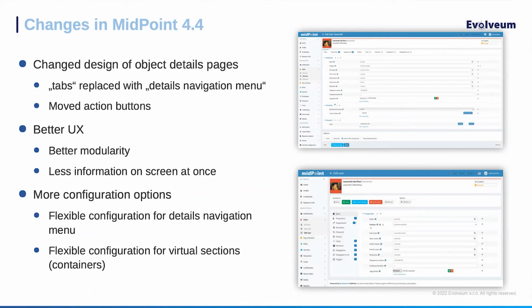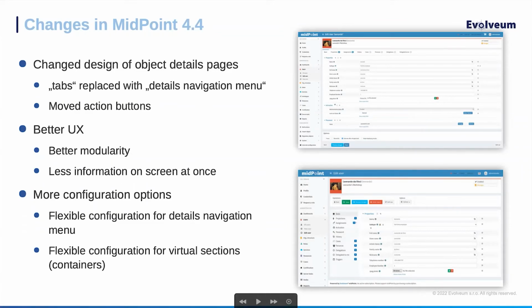Then there were different tabs for showing assignments, projections, delegations, and so on. While extending and adding more functionality to the graphical user interface, we quickly ran into this situation with tabs in tabs in tabs. It started to be very complex and difficult to maintain a good user experience. Therefore, in Tesla, we decided to change the design and replace the tabs with the details navigation menu.